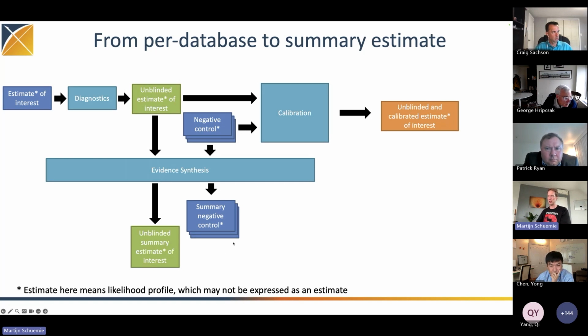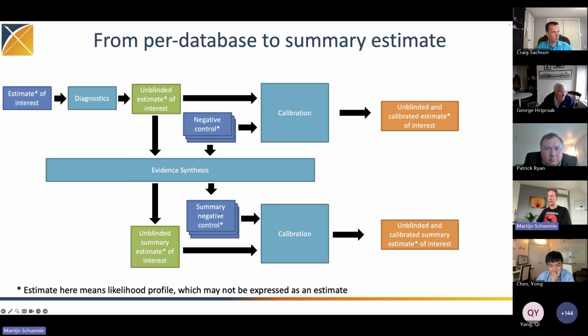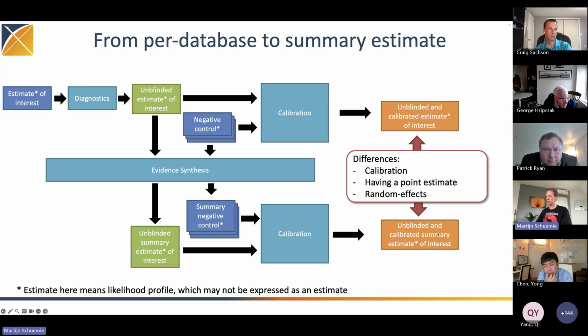And we do this separately because now we do a new calibration step using the synthesized negative controls to calibrate the summary estimates for the outcome of interest. And then we have unblinded and calibrated summary estimates across the network. So there are quite a few moving parts to get to this point. And so now when you look at the plots that we produce, there's actually quite a lot of differences between the estimates that we get from the databases and the estimates that we have across the network.